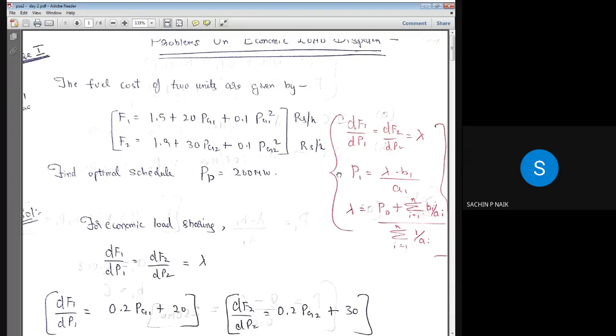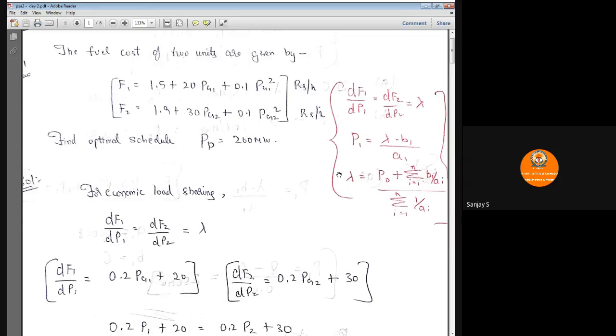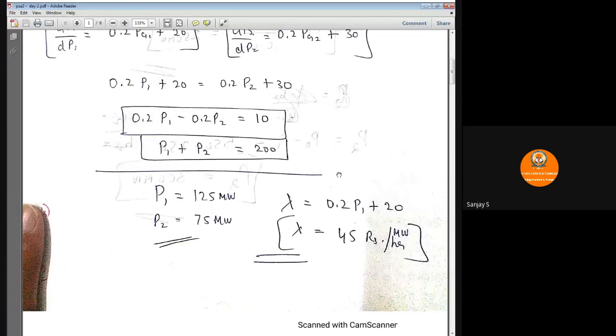Yes, sir. Have you understood the equations, dF1 by dP1? Yes, sir. Okay. Now what has to be done as per the coordination equation? We have to equate both those equations. dF1 by dP1 should be equal to dF2 by dP2. We'll do that.